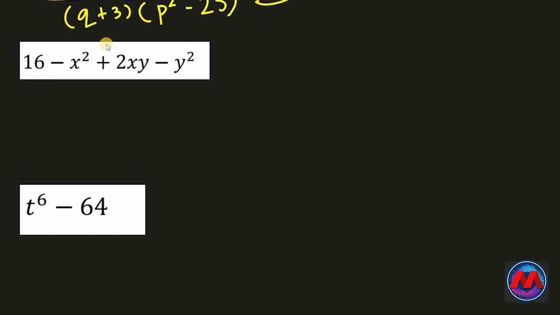Okay, first is let's find kung may GCF ba siya, greatest common factor, pero kung mapapansin natin, wala. This is 16, this is x squared, 2xy minus y squared. So, pwede natin gawin is to apply grouping. Pero, magandang ilabas muna natin yung negative sign dito.